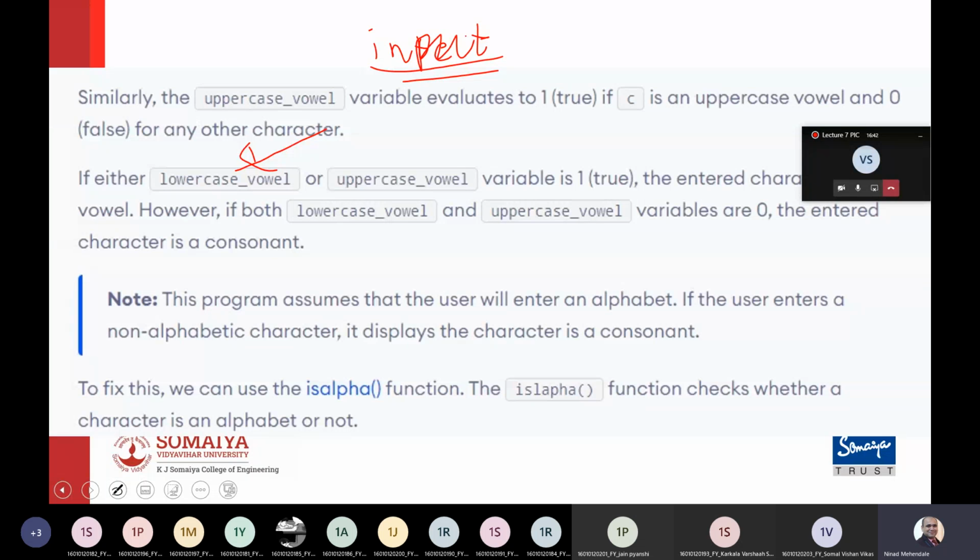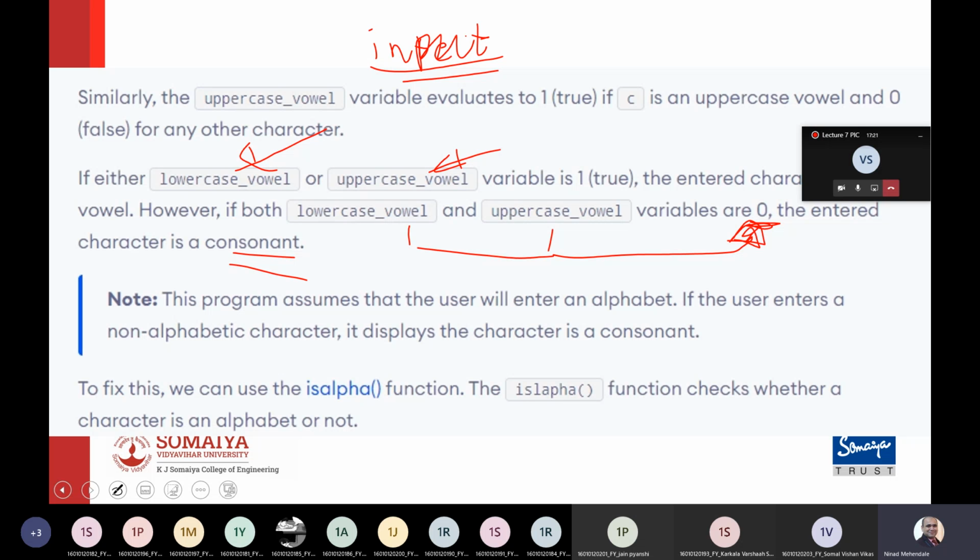However, in this case, it can be either a lowercase vowel or an uppercase vowel. You will not see both variables be 1, but both can be 0. Like if I enter n for example, that means it's not a small case AEIOU, and it's not a capital case AEIOU. So both will be 0 and then it will display consonant. So this program assumes that the user will enter an alphabet. Now, if the user enters a non-alphabetic character, it displays that the character is a consonant, which is not correct.